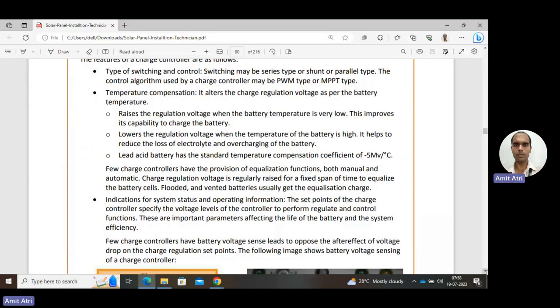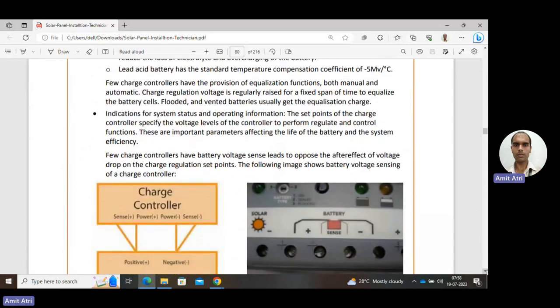Now, a few charge controllers have the provision of an equalization function, both manual as well as automatic. So the automatic is the advanced one, and manual is there for our reference.